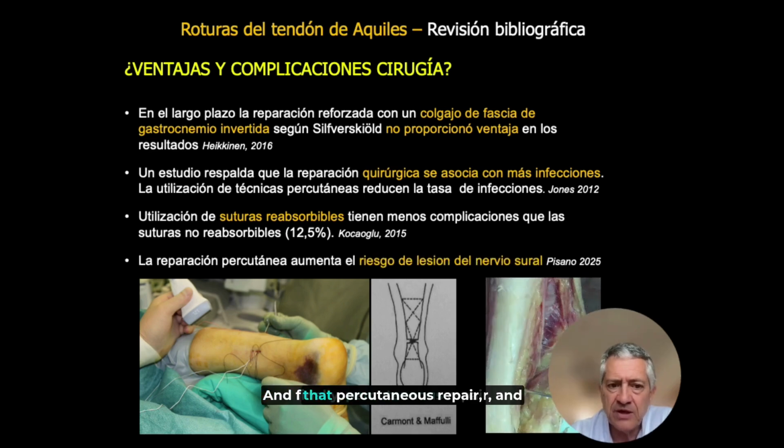And finally, percutaneous repair, and this is a well-documented fact, very common in different publications, increases the risk of sural nerve injury, with ultrasound being precisely one of the elements that will provide us with clear added value, in the sense that it will be able to clearly identify the topographical situation of the sural nerve.